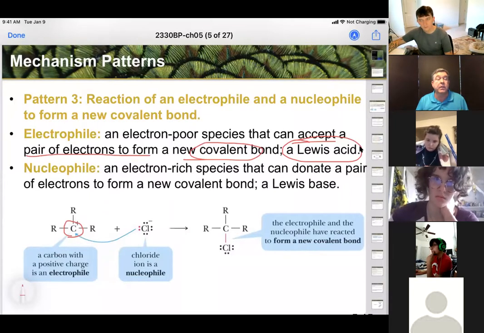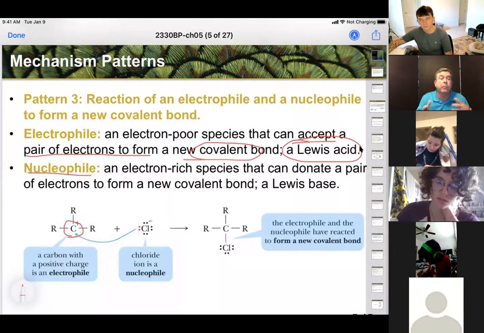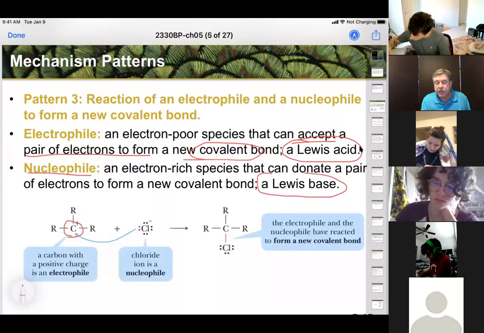Lewis acid. A hydrogen is an electrophile. It is ready to accept electrons. On the opposite of that, we have what's called a nucleophile. It's looking for positive charges. What you should look for in that is everything we saw in a Lewis base: lone pairs and negative charge. Lone pairs and negative charge tell us we have electrons available to be donated to give us our new covalent bond.